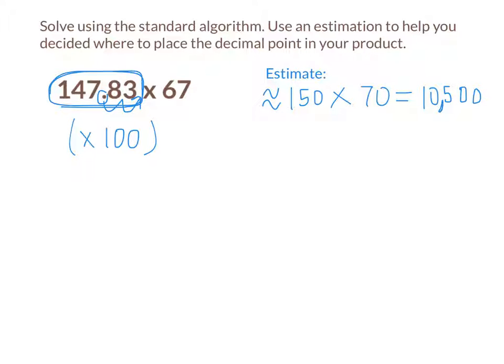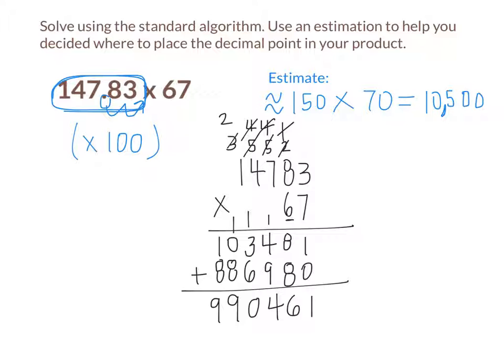If I multiply 147.83 by 100, I get rid of the decimal point, and my new factor is 14783, right? Okay. Are there any decimals in my next factor? No, so I don't need to change it. So I can just multiply now. If I just have whole numbers, can I multiply? I sure can. Let's do it. So now that we have our multiplication, we can see we have 990,461. Okay. But is that close to our estimate of 10,500?